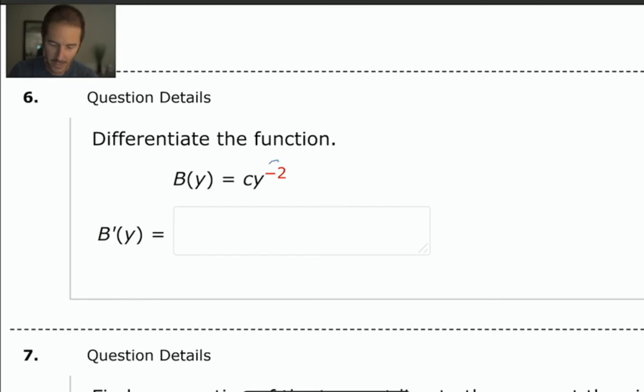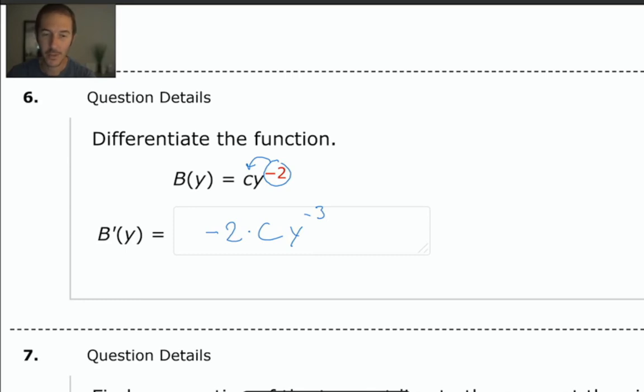We'll take the exponent. We'll multiply it by the leading coefficient. That's -2 times c. We'll keep the variable of y and we'll decrease the exponent by 1. Decreasing by 1 means subtracting 1. -2 minus 1 is -3. Don't be giving me answers of -1. I don't want to see an exponent of -1. Make sure that you're going in the negative direction, so that made it -3.